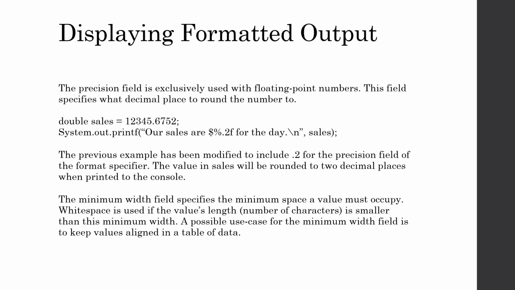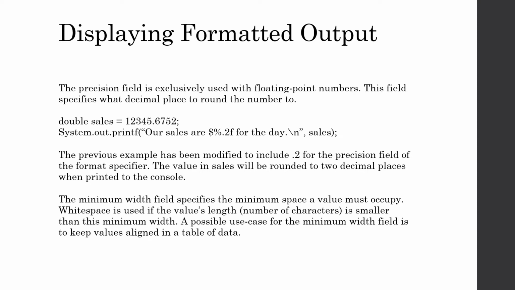Alright, so the next field we'll focus on is going to be the precision field. This is exclusively used with floating point numbers because of the fact that floating point numbers are the only thing that have this fractional portion for rounding purposes. So this field is used to specify what decimal place that we want to round a number to.